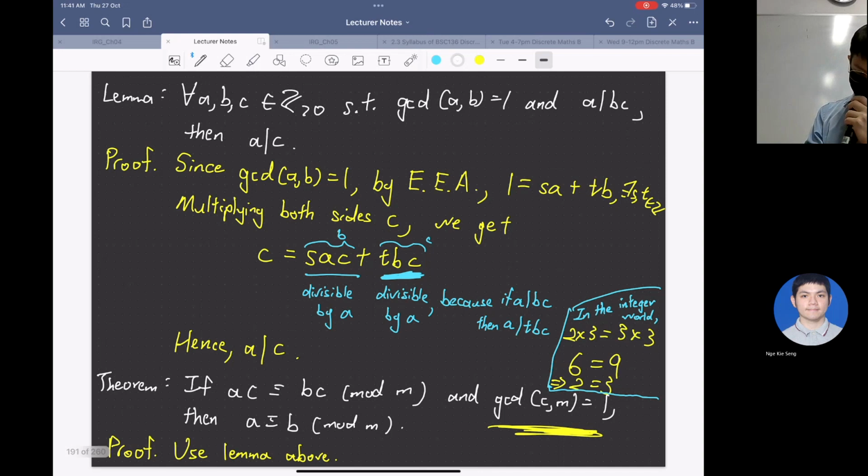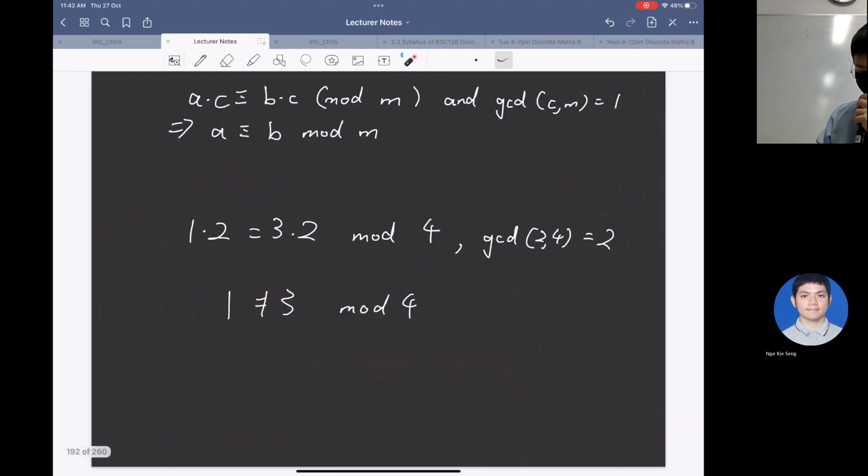Okay, just now Jordan asked about this theorem here. If the GCD is not equal to 1, then this theorem doesn't hold. Okay, I give you an example. I have AC, BC, you got the same factor, and then mod 4 in this case. But the GCD of the factor and the 4 is not 1, it's 2.